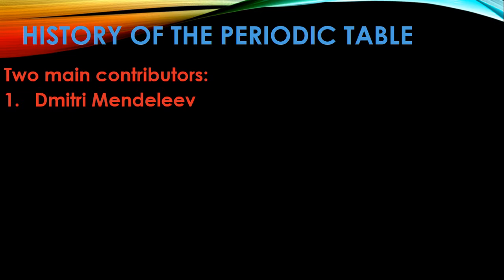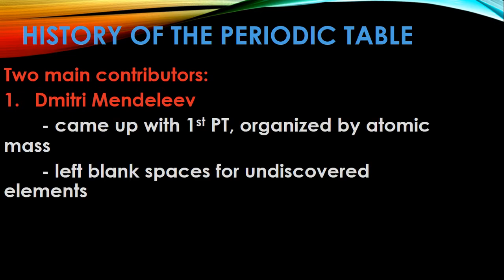And I might as well finish this off. The two main contributors of the periodic table, the people who set it up, one was Dmitry Mendeleev, a Russian scientist. He came up with the first periodic table. He came up with the idea of organizing everything by atomic mass, because we always knew that certain elements reacted the same as other elements, but we didn't really know how to organize things. And if you really think about what a task that must have been, it's a giant puzzle, and they're trying to put it together.